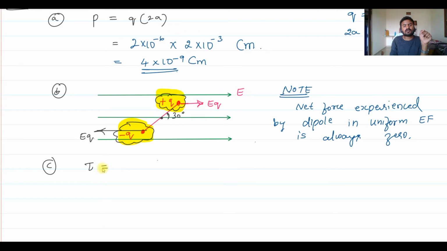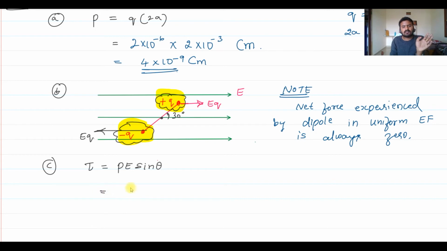Now we know the formula for torque, right? So what is the formula for torque? It is P vector cross E vector in vector form. And when you expand that and write the magnitude, it is just going to be PE sine theta. Easy to remember. P vector cross E vector, which is nothing but PE sine theta, is the magnitude.